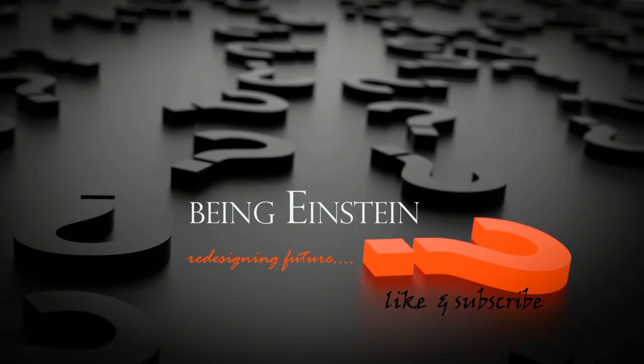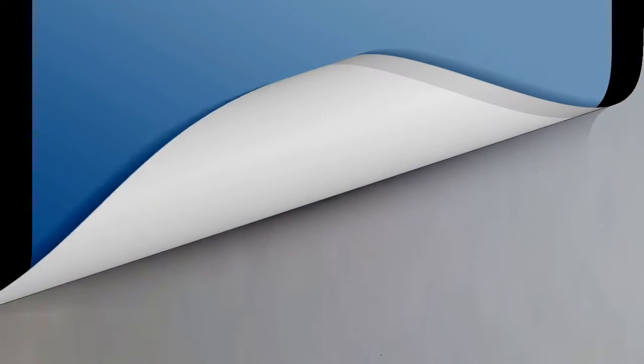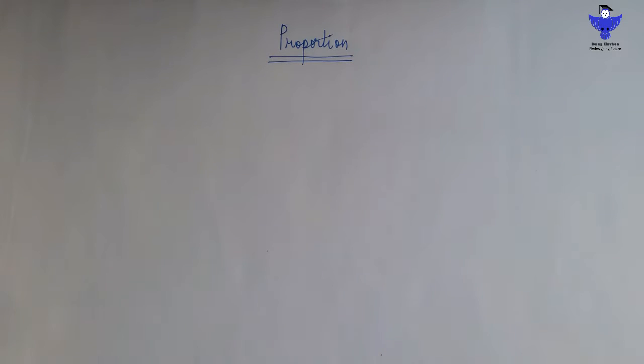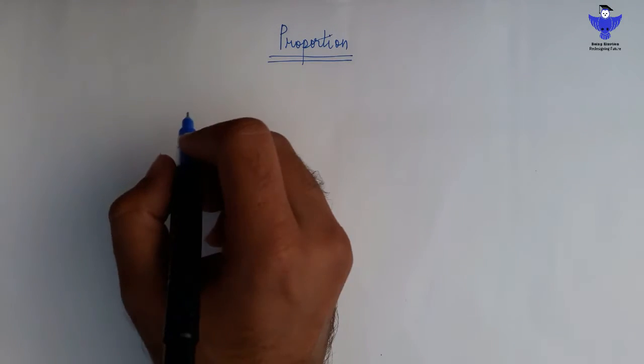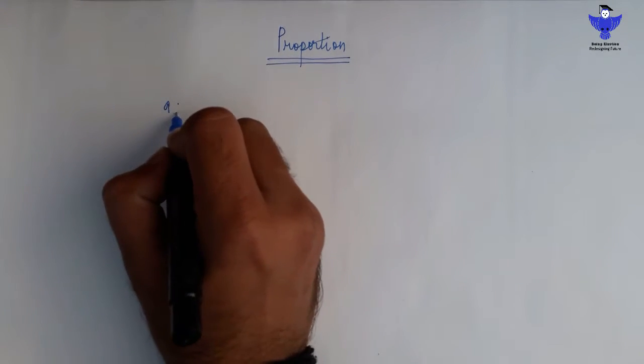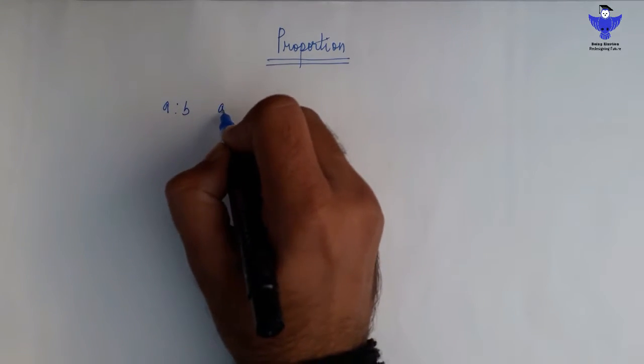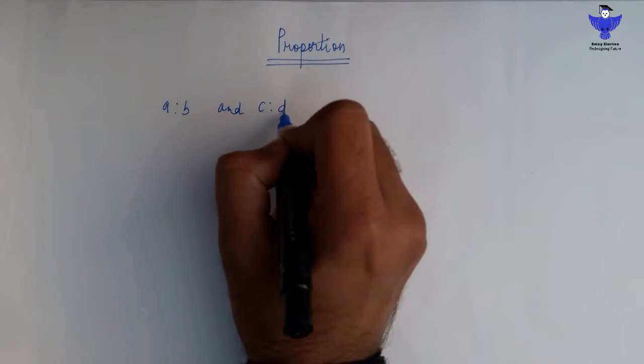In the previous video we have seen the ratios. In this video we will see the proportions. So what do you mean by proportions? Let us assume you have two ratios given. Let's take the ratios as A is to B and C is to D.